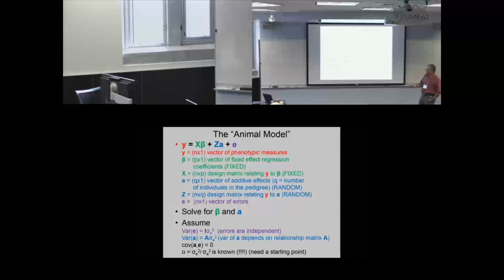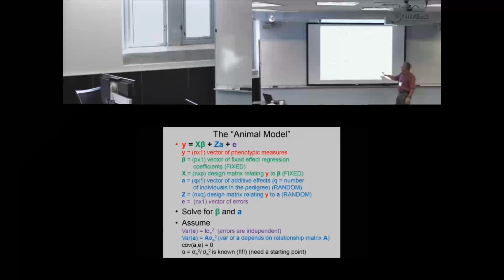Okay. Z is another one of these design matrices, and again, this is a design matrix that relates the vector of phenotypic measures to A. Basically, Z is frequently just a large matrix filled with zeros and ones that tell you which individual a particular A goes to. Finally, E is an n by 1 vector of errors.